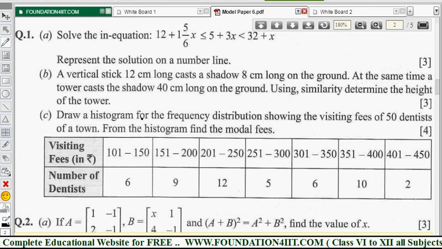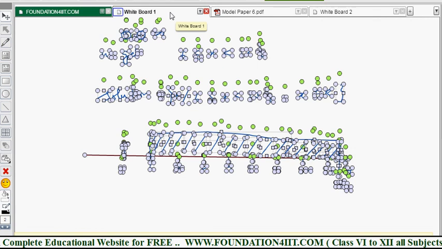So this one: draw the histogram for the frequency distribution showing the visiting fees of 50 dentists of a town. From the histogram, find the modal fees. So we should draw the histogram first, and from that we will find out the mode. Here the class interval is 101 to 150, again 151 to 200. So this is an inclusive case. We should convert it to an exclusive class interval. We'll take the number of dentists as the frequency. Right? Let us solve this problem.